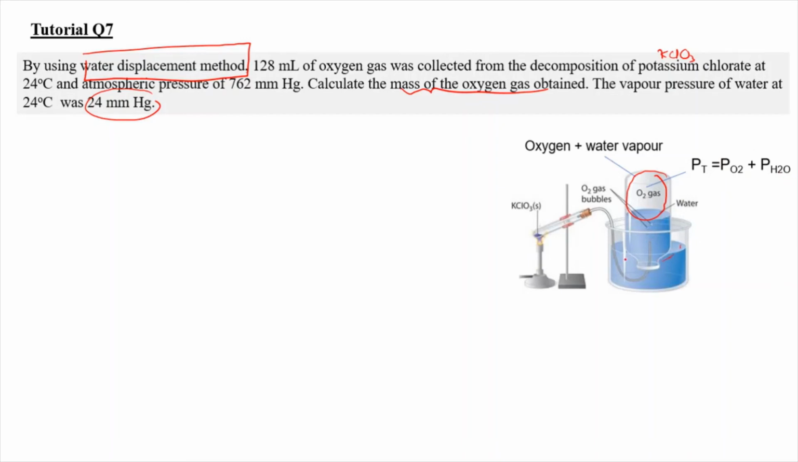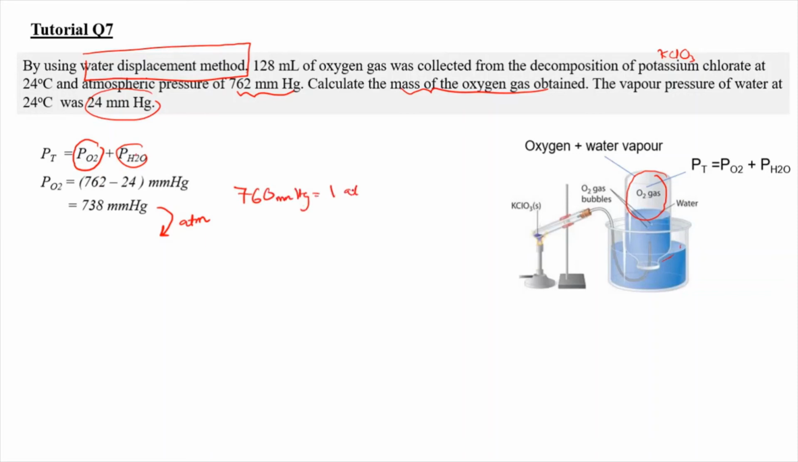You know that the total pressure is equal to the partial pressure of oxygen plus the partial pressure of water vapor, and then you need to find the partial pressure of the oxygen, in which the total pressure here is given as 762 millimeter mercury, deducted by the partial pressure of the water. So lastly, you're going to get the partial pressure of oxygen to be 738 millimeter mercury. And the 738 millimeter mercury, you can convert to ATM, because you know that 760 millimeter mercury is equal to 1 ATM. So let's say if you have 738 millimeter mercury, then it is referring to X ATM.